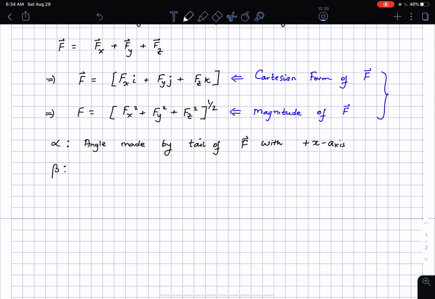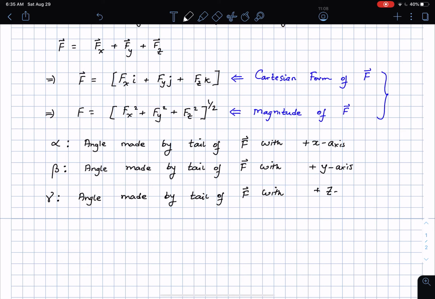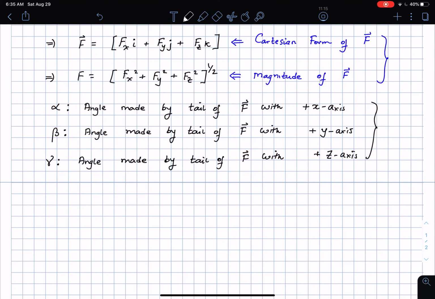Then the angle beta is the angle made by the tail of the vector F with the positive y axis, and the angle gamma is the angle made by the tail of F with the positive z axis. And these angles alpha, beta, and gamma are called the coordinate direction angles.